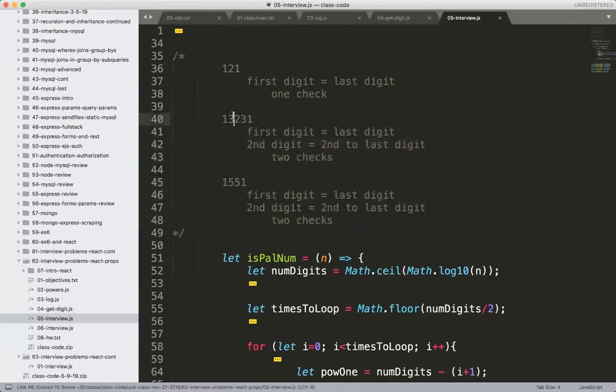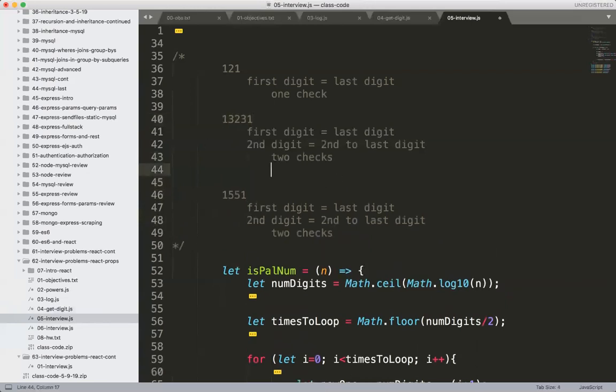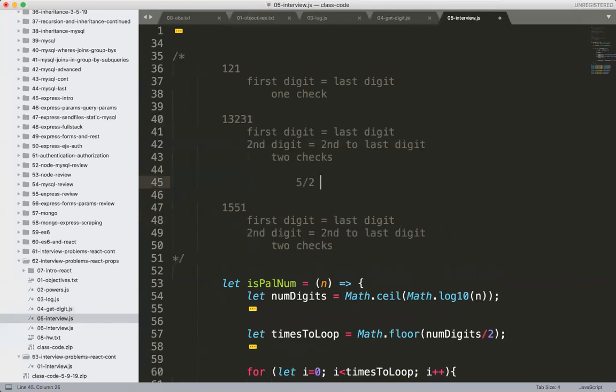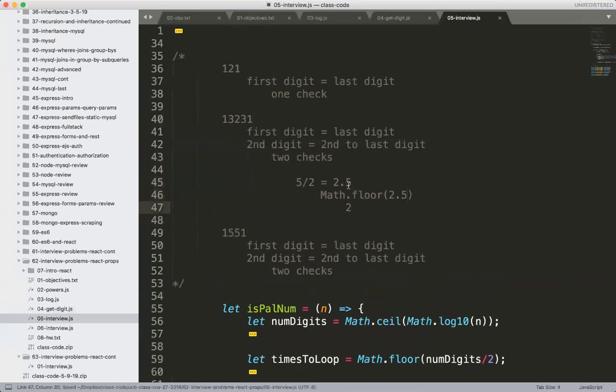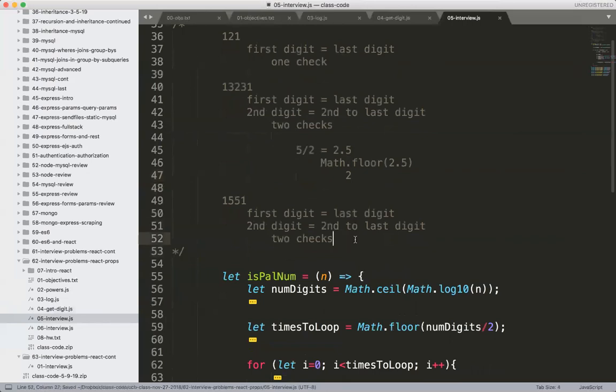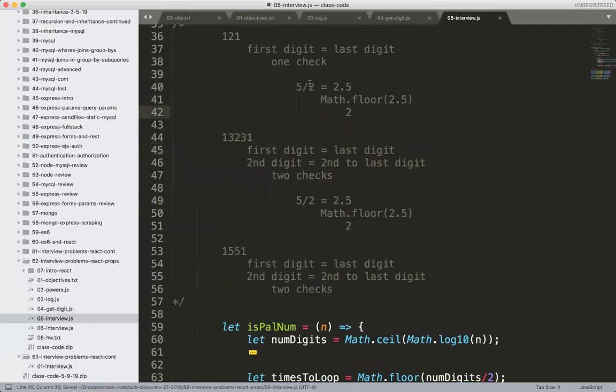right? So the length of this is 5, right? 5 divided by 2 is what? 2.5, right? Math.floor of that 2.5 is 2. And over here, it's the same deal, right? For this one, 3 divided by 2 is what? 1.5, and math.floor of 1.5 is what? 1. Okay, let's do the same thing over here.